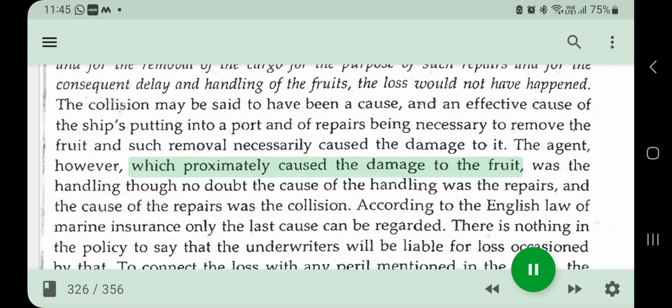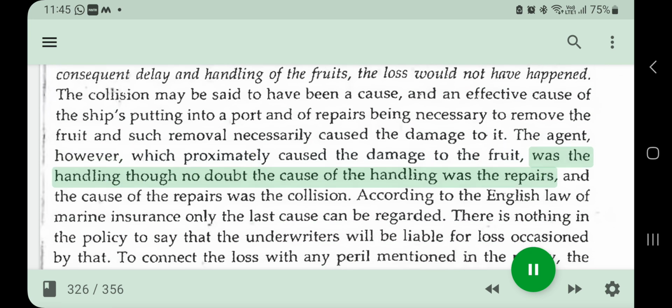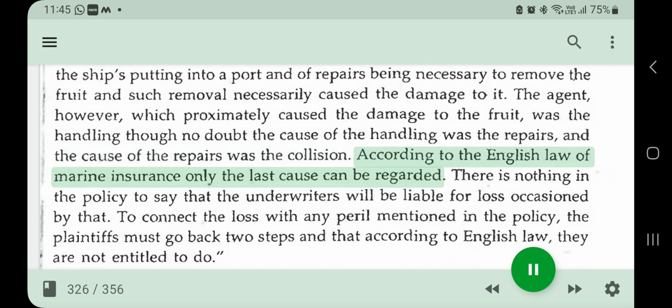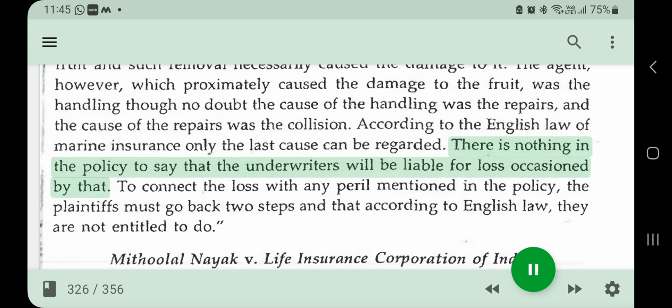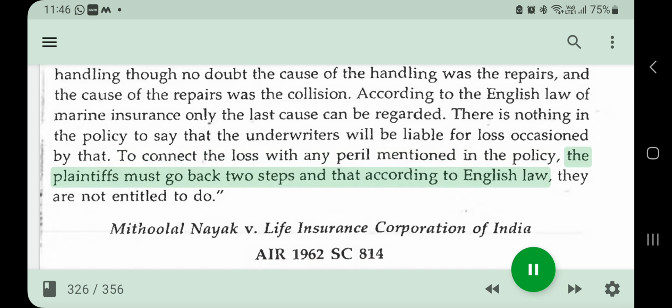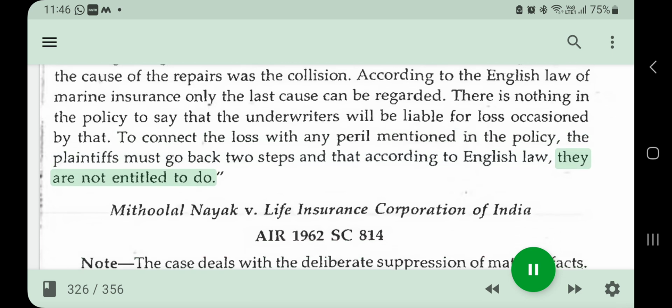The agent, however, which proximately caused the damage to the fruit, was the handling, though no doubt the cause of the handling was the repairs, and the cause of the repairs was the collision. According to the English law of marine insurance only the last cause can be regarded. There is nothing in the policy to say that the underwriters will be liable for loss occasioned by that. To connect the loss with any peril mentioned in the policy, the plaintiffs must go back two steps, and that according to English law, they are not entitled to do.